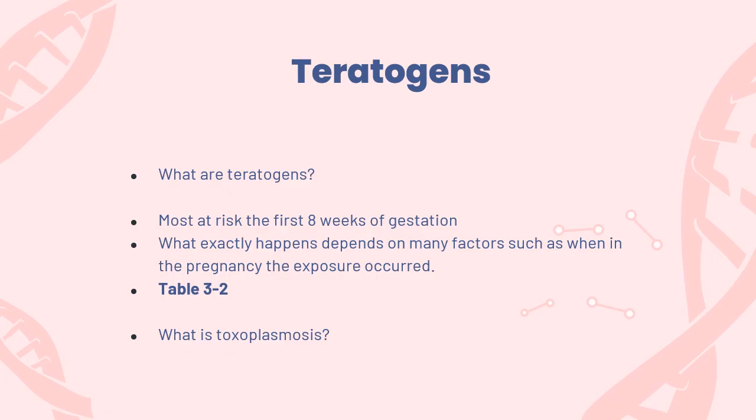So what do you think teratogens are? Teratogens are drugs, viruses, infections, or other exposures that cause fetal development abnormalities. Most at risk is the first 8 weeks of gestation, which makes it kind of difficult because there are many women who do not know they're pregnant the first couple weeks and put themselves at risk of teratogens unknowingly. So what exactly happens depends on the factors at play. It depends really on how much they were exposed, what exactly it was, how concentrated that exposure was. There's many different factors included.